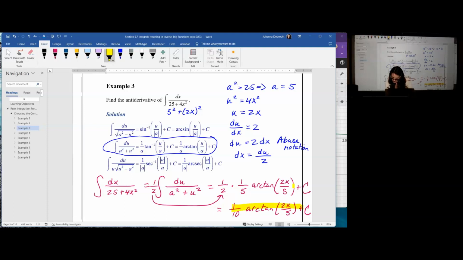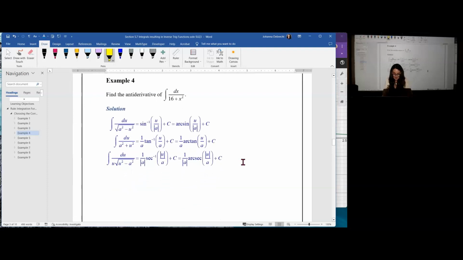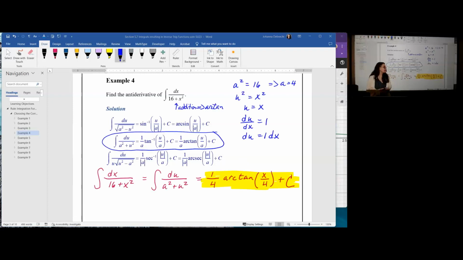Let's take a look now at example number 4. In example number 4, we have another one with addition in the denominator. We've done several of these, so I'd like you to try this one on your own. Go ahead and pause the video, work it out, and turn the video back on so we can compare our results. So let's compare. I notice first there's addition in the denominator.